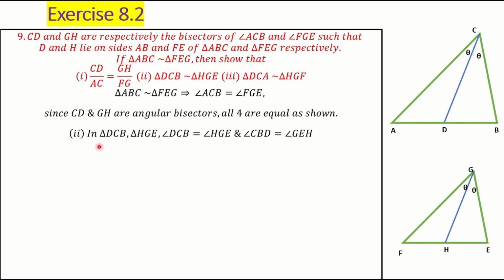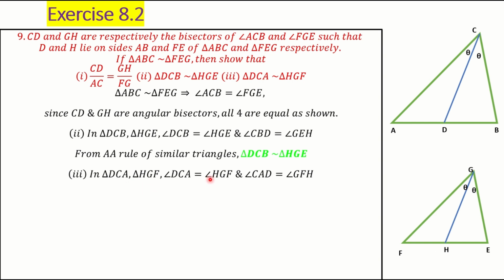First we'll look at the second one. We'll prove the similarity of DCB and HGE. Angle DCB is theta and angle HGE is also theta, which is the same. And then angle CBD is equal to angle GEH, because they are similar triangles, they are equal anyway. So by the angle rule, we can say these two are similar, which is the second part. The third part is DCA similar to HGF. We can prove it exactly the same way as above.